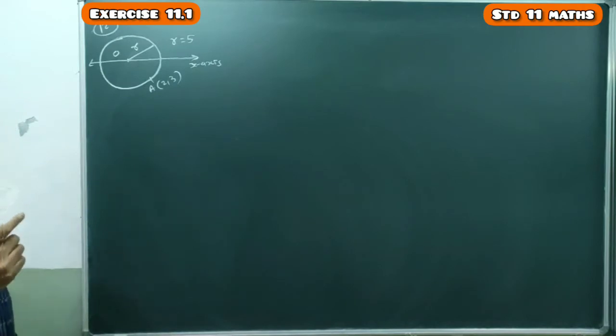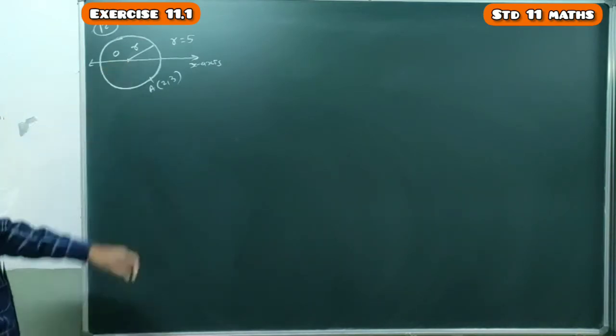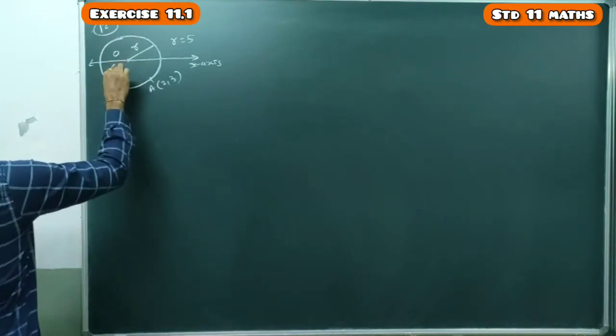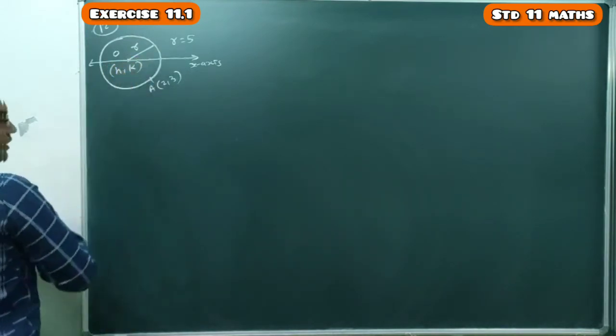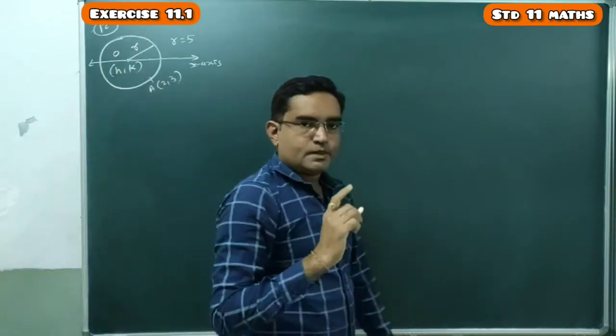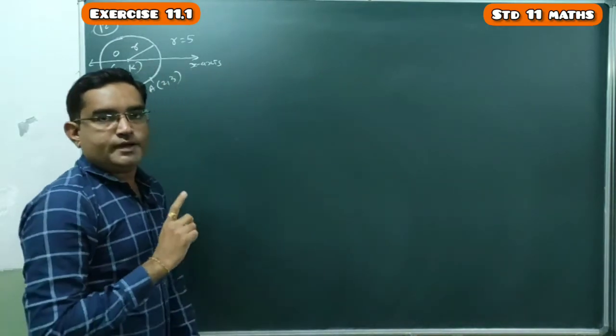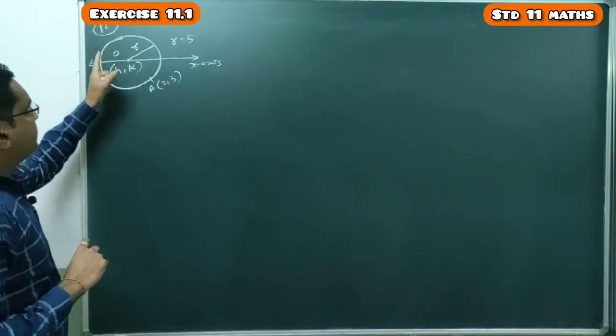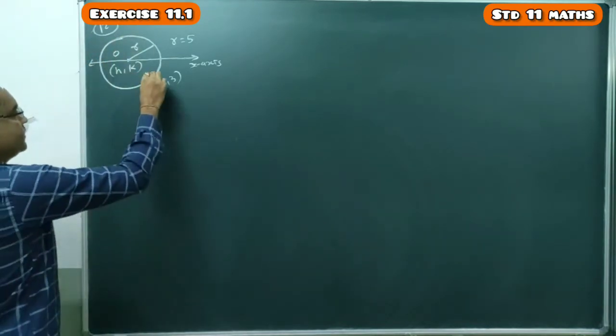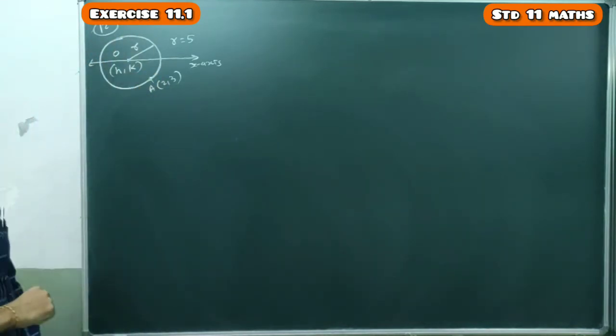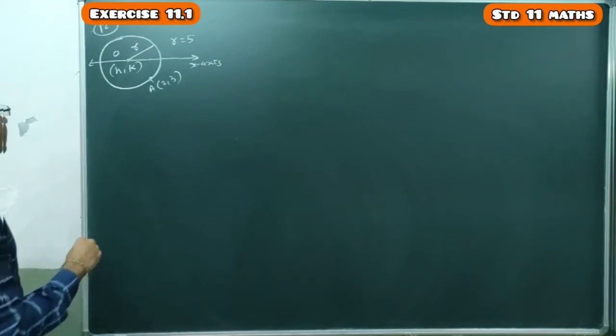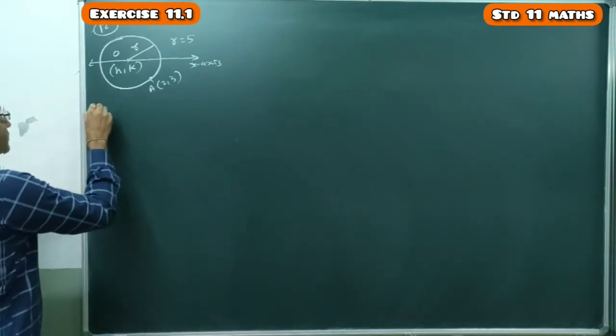Find the equation of circle whose radius is 5 unit. Let's assume center is h, k. Center of circle is h, k. Center of circle lies on x-axis and circle is passing through one point. That point is 2, 3. Done. So let's write our required equation.